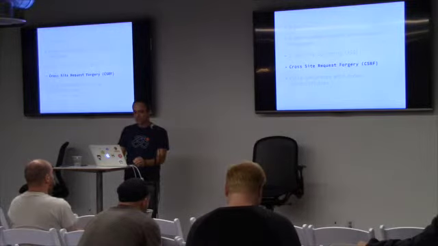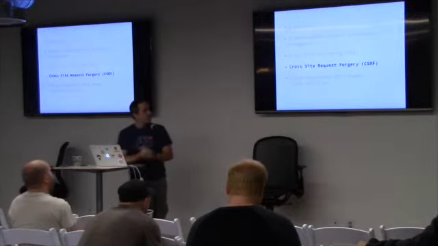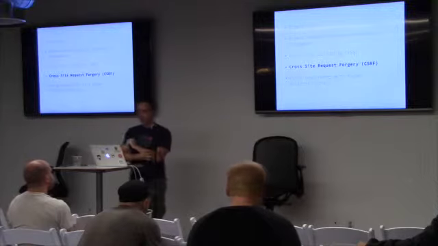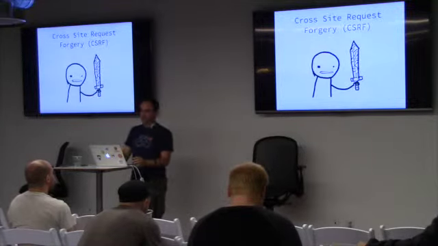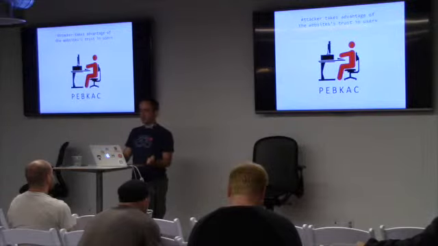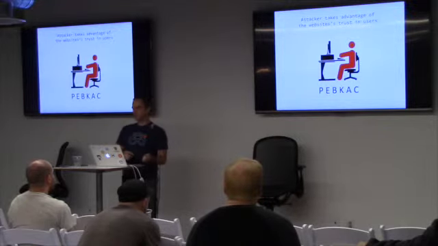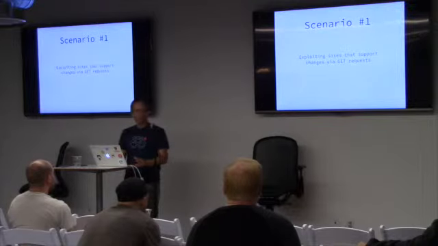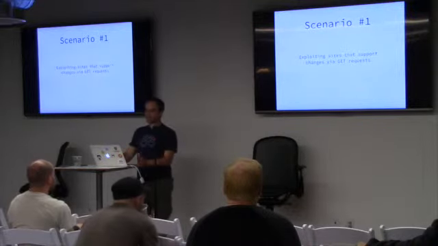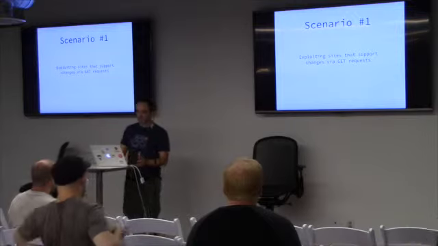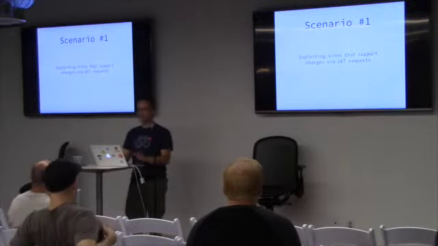Okay. All right, so the next one is cross-site request forgery, or CSRF. CSRF is when the attacker takes advantage of the website's trust in the user. So the previous one is the user's trust in the website. This is where the website actually trusts the user and what they're doing. So the first scenario here is exploiting sites that support changes via GET requests. I know none of you guys are doing that, right?